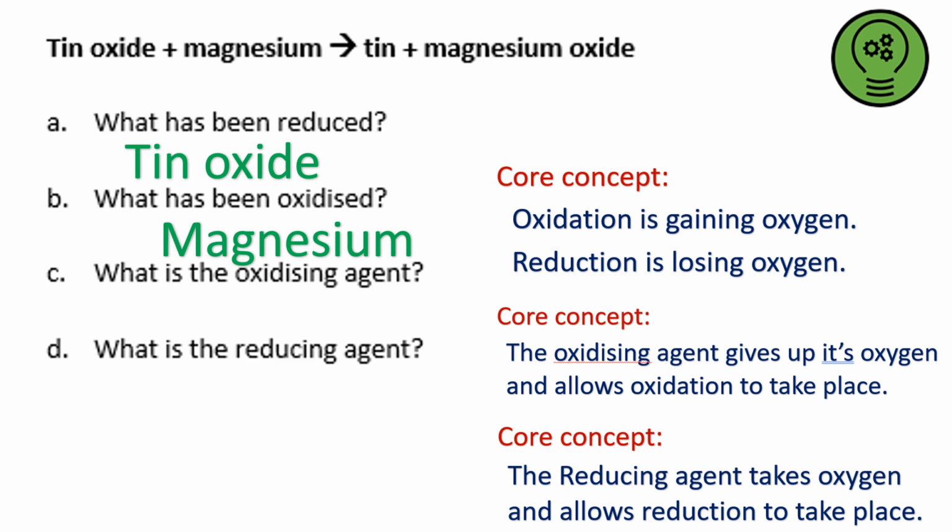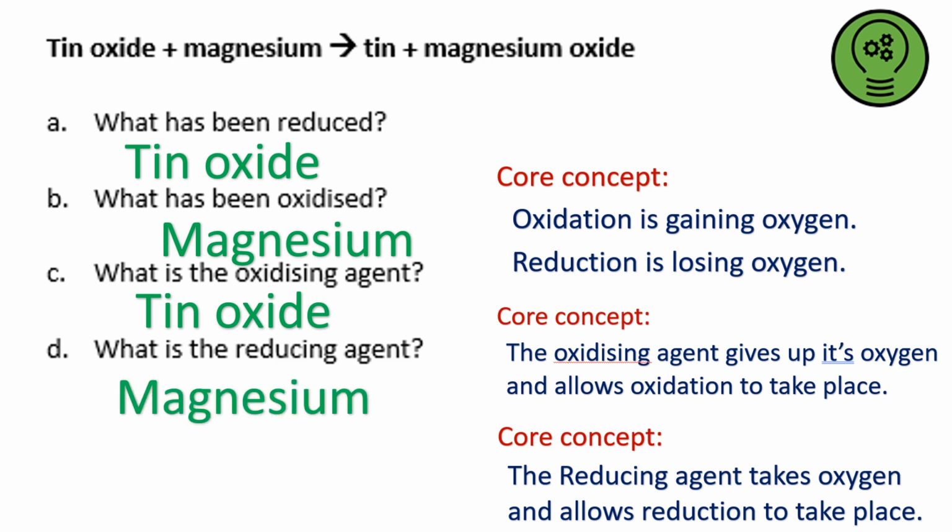What is the oxidizing agent? Well, that's the one that gives up its oxygen, so that's the tin oxide again. And what's the reducing agent? Well, that's the one that takes the oxygen, and so that's the magnesium.